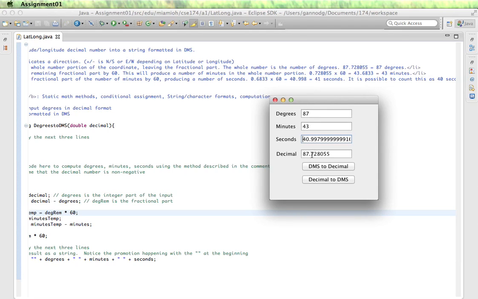Okay, and then going the other direction, if I do DMS to decimal, I should get pretty much the same number. So I'm going to change this to 0.0. I do my conversion, and you see here that I get that value. Anyway, so that's the solution to that first assignment.